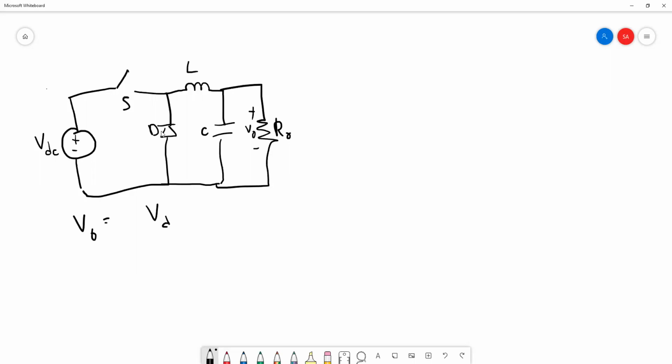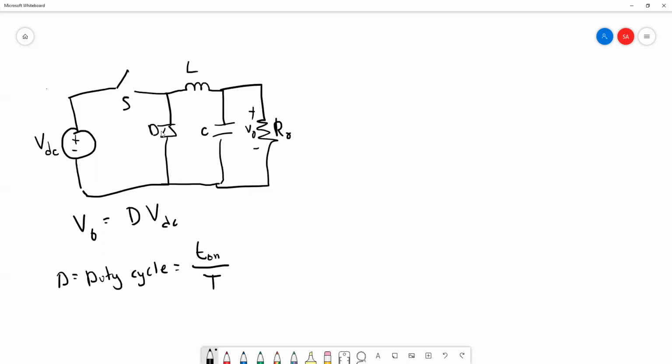The first analysis is to get the relationship between V out and VDC, where in theory the relationship between V out and VDC can be related by D. D is what we call the duty cycle, which is the ratio between the time the switch is turned on, the period of turn on, over the period of the switching.